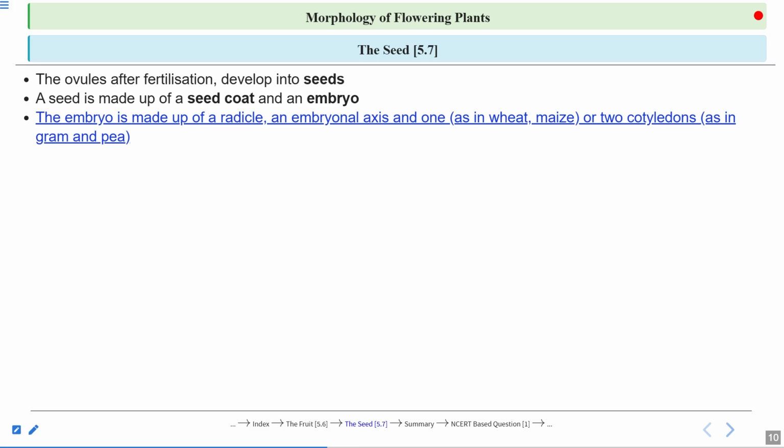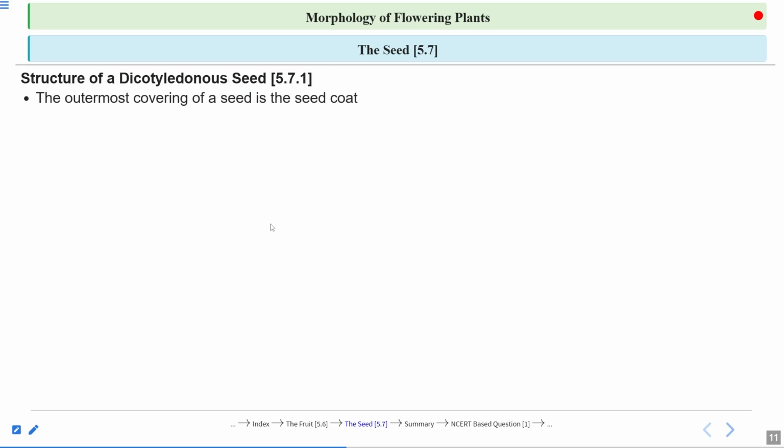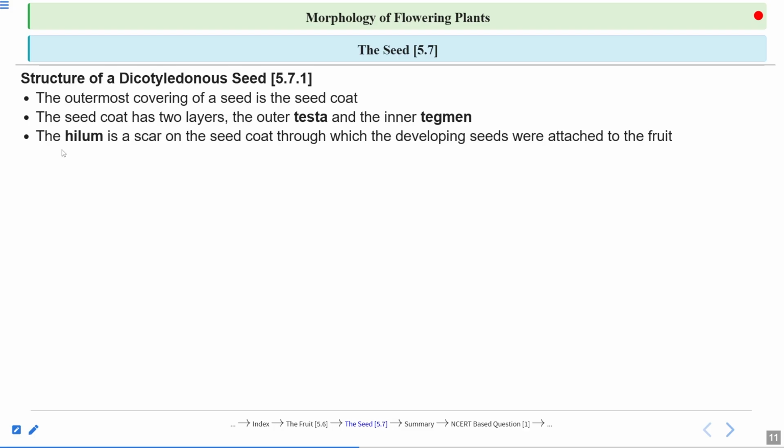Moving forward, structure of a dicotyledonous seed. First of all, we will see the structure of a dicotyledonous seed. The outermost covering of a seed is the seed coat. We all know there is a covering of the seed that is called the seed coat. And the seed coat has two layers. Very, very important point: there are two layers, not one layer. The outer layer is called the testa, and there is one more layer called the tegmen. Very important, tegmen. There is also the hilum, a scar.